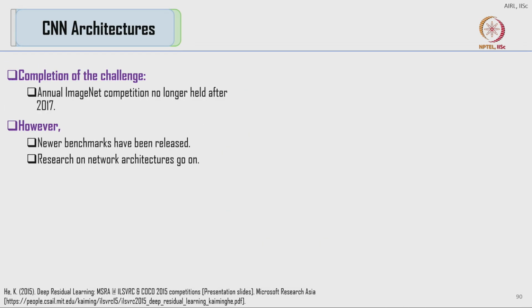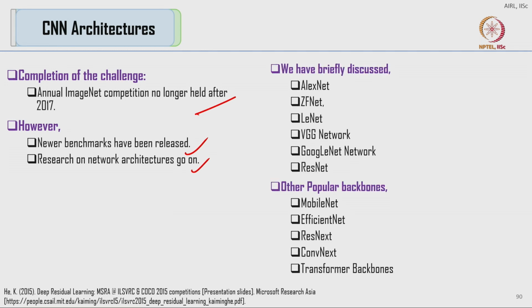Now although the competition concluded in 2017, newer benchmarks have been released for various tasks, and there are newer architectures, newer modifications, and newer learning methods operating, right? So although that specific ImageNet benchmark has been closed, there are other benchmarks, and some related to aerial imagery have been released recently, and a lot of fundamental changes are still going on, right? Now we have discussed all of these architectures in detail: AlexNet, ZFNet, LeNet, VGGNet, GoogleNet and ResNet.